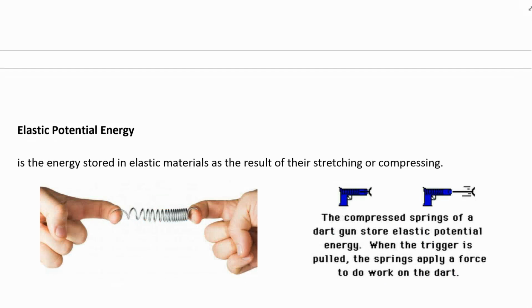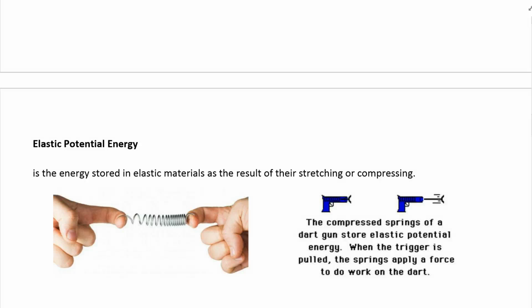Okay, so we're moving now to elastic potential energy. So how far have we gone? So we've got energy, and then we've got PE, and we've done gravitational.